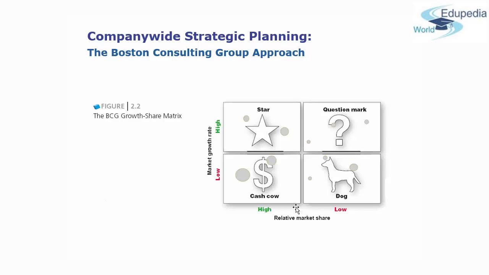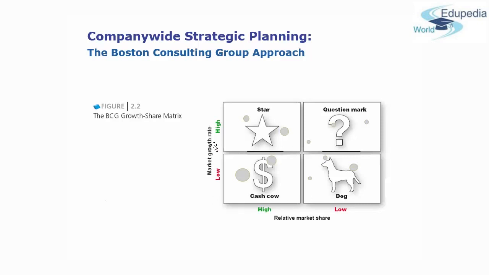Amongst all these business units, you are supposed to be able to measure which product or service is the star, which is a question mark, which one is a cash cow, and which one is a dog. So you have a market growth rate here, and this is the BCG, Boston Consulting Group approach, BCG growth share matrix, very, very famous. And with the aid of this matrix, you are able to analyze whether it's a star, a cash cow, a dog, or a question mark.